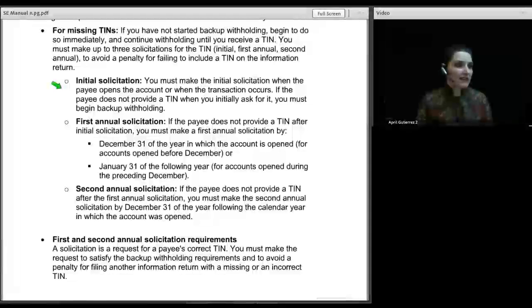So I do have clients these days who are showing backup withholding on their savings accounts, and they're asking me, why do I have backup withholding? And I'm saying, well, apparently they asked you to fill out a W-9 and you didn't do it. So to make it stop, you need to fill out the W-9 form. So the initial solicitation should happen at the time the account is opened.